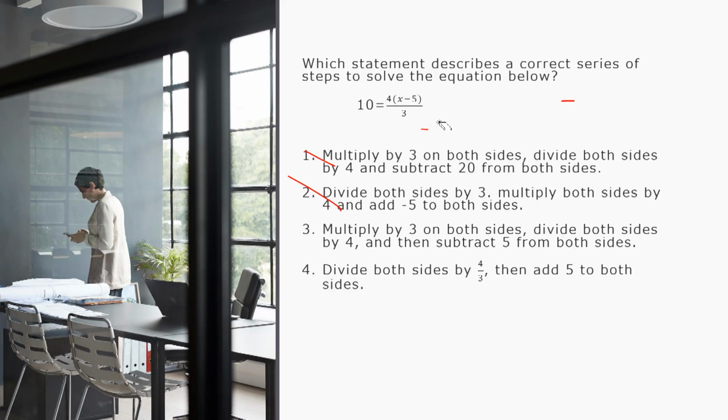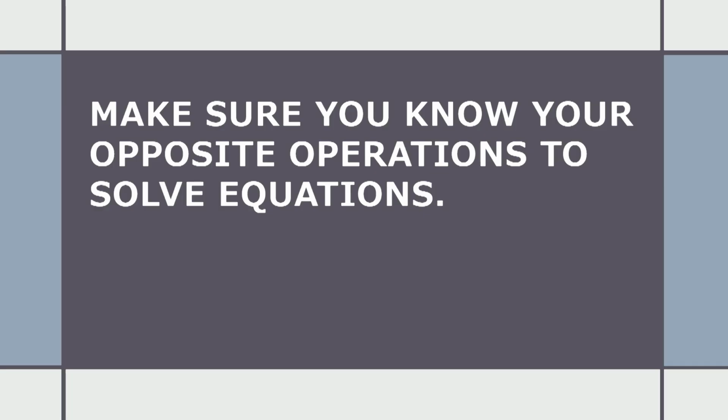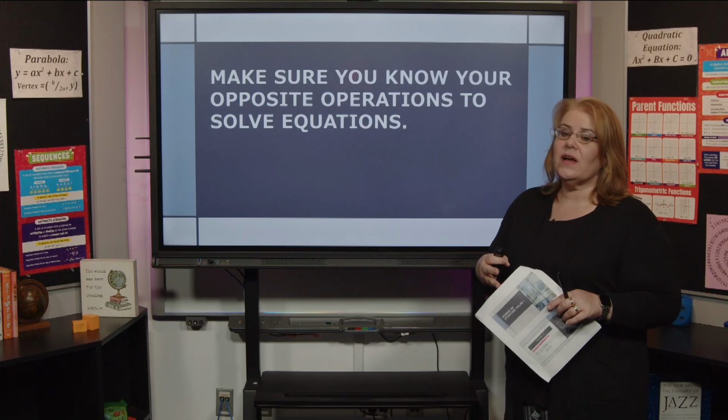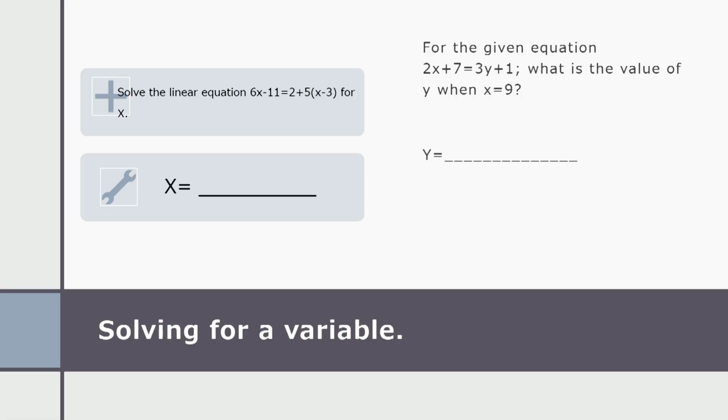So let's look at this last one. I'm dividing by 4/3. So if I divide by 4/3, and then I add my 5 on both sides, x would be by itself. So my answer is going to be option number 4. Good job. Make sure you know your opposite operations to solve these equations, which is a good thing to always remember. To isolate those variables, you always want to do opposite operation or inverse operation, if you will. So here we go.